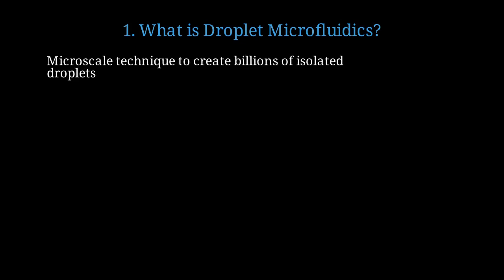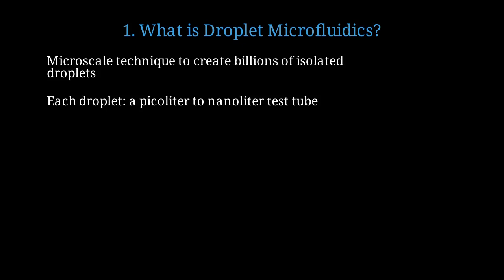Let's begin by understanding what droplet microfluidics actually is and why it matters. Droplet microfluidics is a microscale technique that allows us to create billions of isolated droplets, each acting as an independent reaction chamber. Each droplet serves as a test tube ranging from picoliters to nanoliters in volume, thousands of times smaller than conventional test tubes. 1 picoliter equals 10 to the negative 12 liters, or about 1 cubic micron in volume.